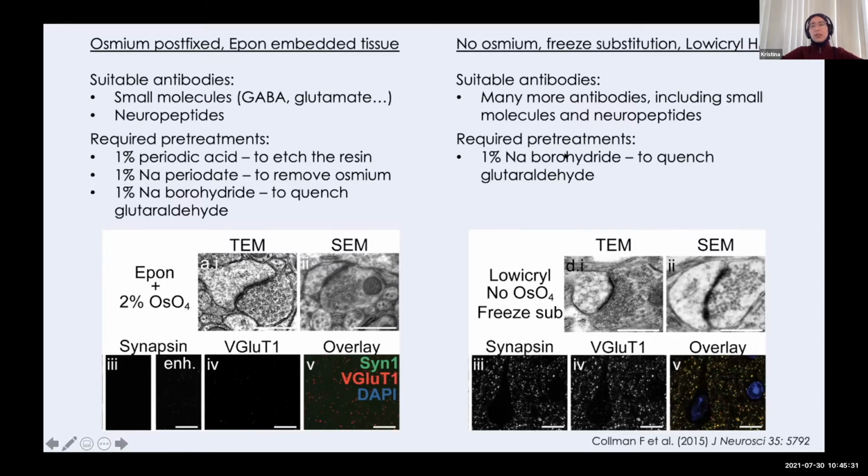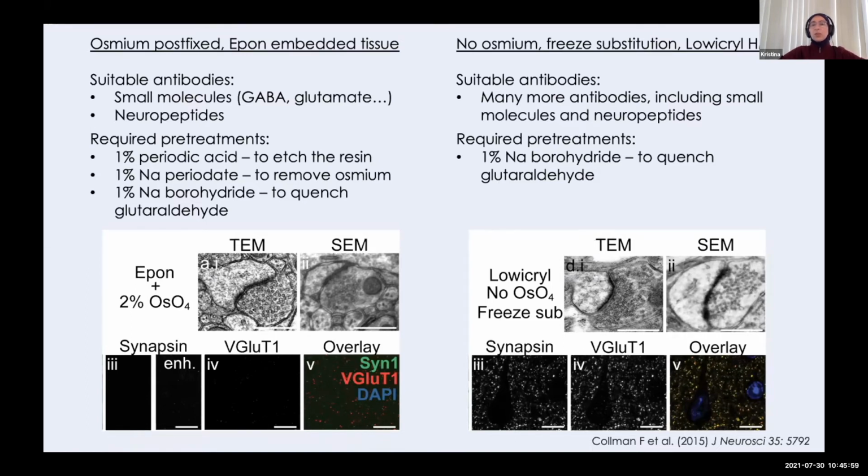There are fewer pre-treatments that one requires, and the ultrastructure is also quite good and sufficient to identify many ultrastructural features, like synapses in this case, that we're interested in. You can see that immunolabeling for different synaptic molecules now works really well, but it doesn't in the case with Epon-embedded and osmium post-fixed tissue.